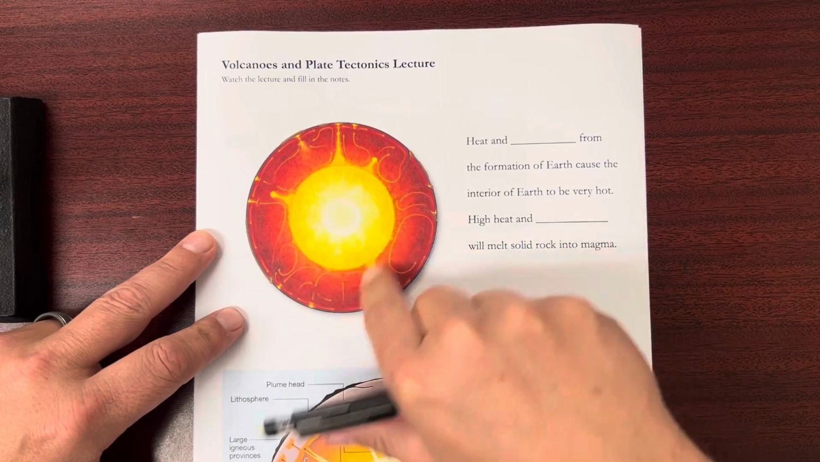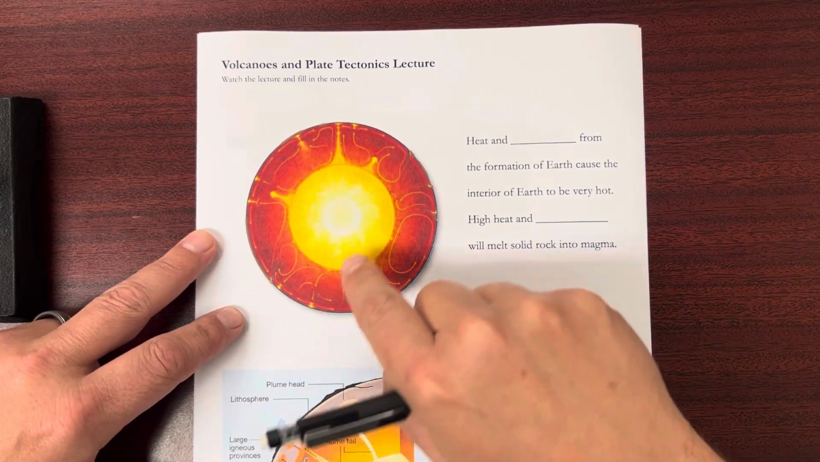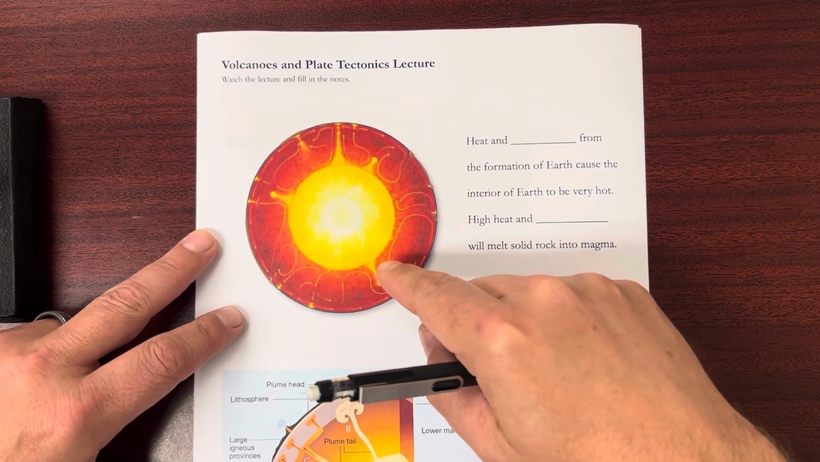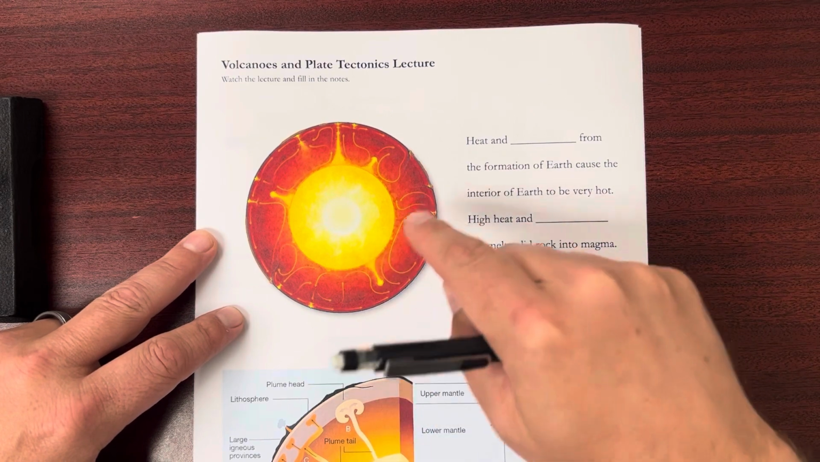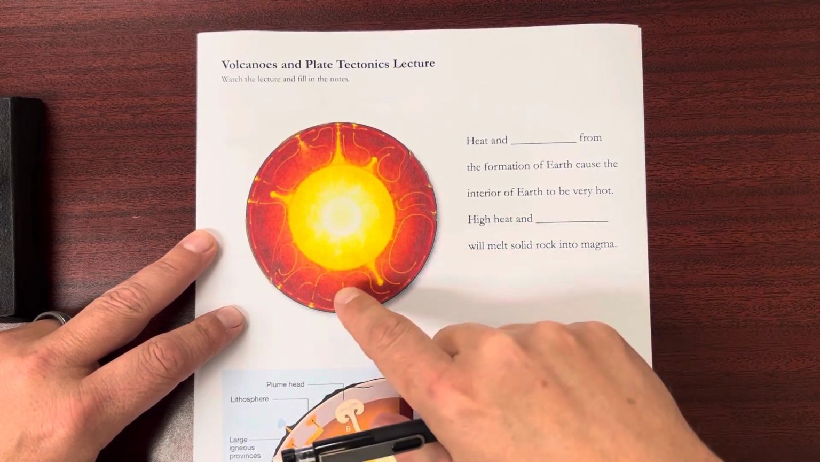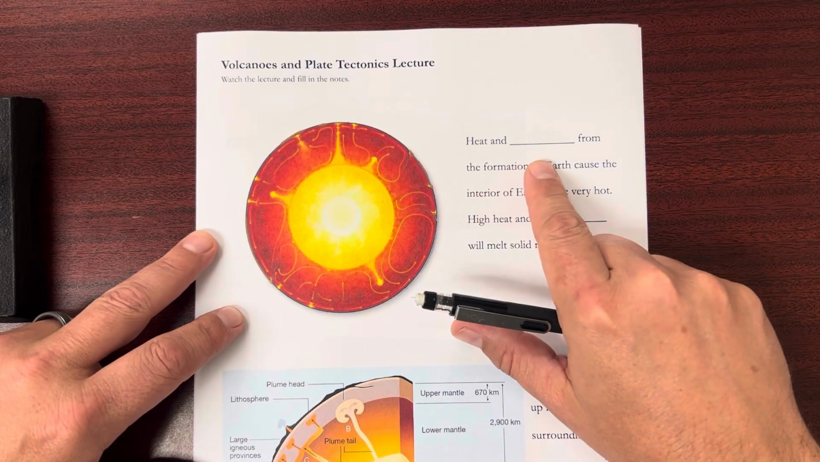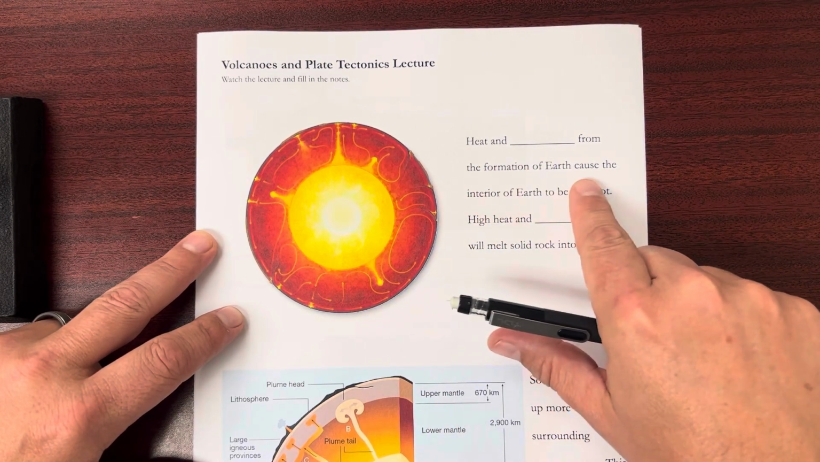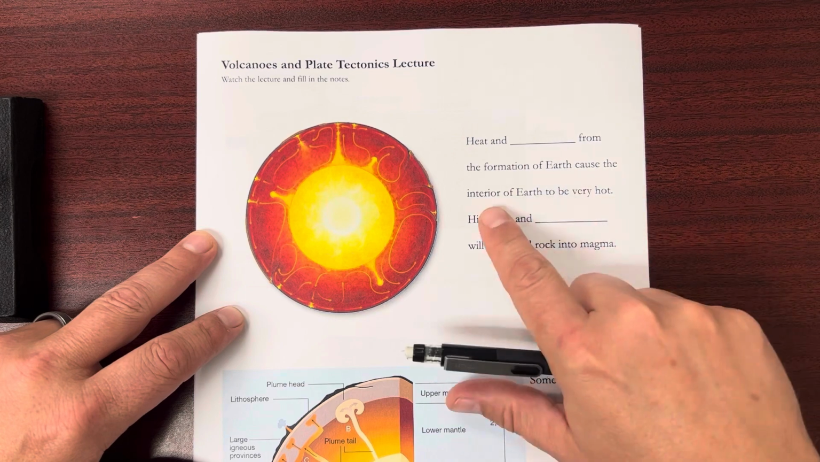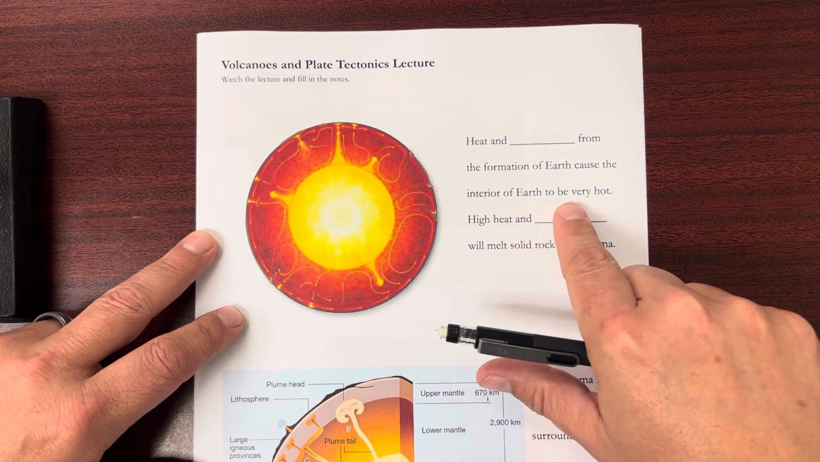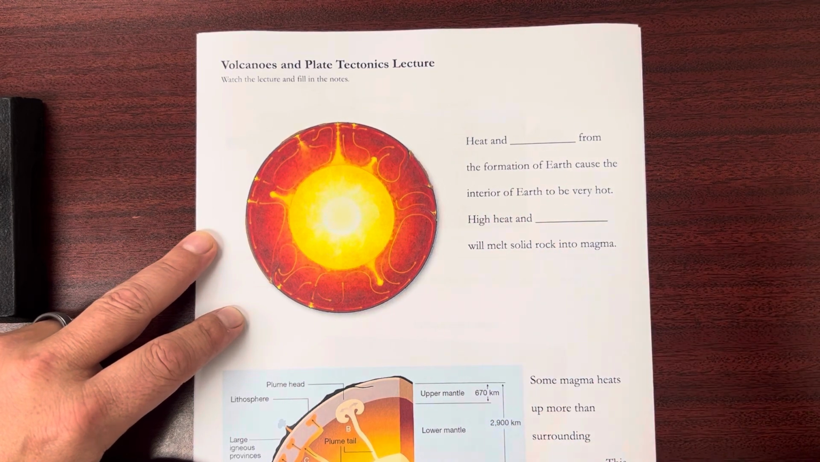So this is all melted rock, right? But we have to think about, why does the rock melt? We know there's heat, but where does the heat come from? So heat and friction form from the formation of Earth because the interior of Earth is so very hot, right?